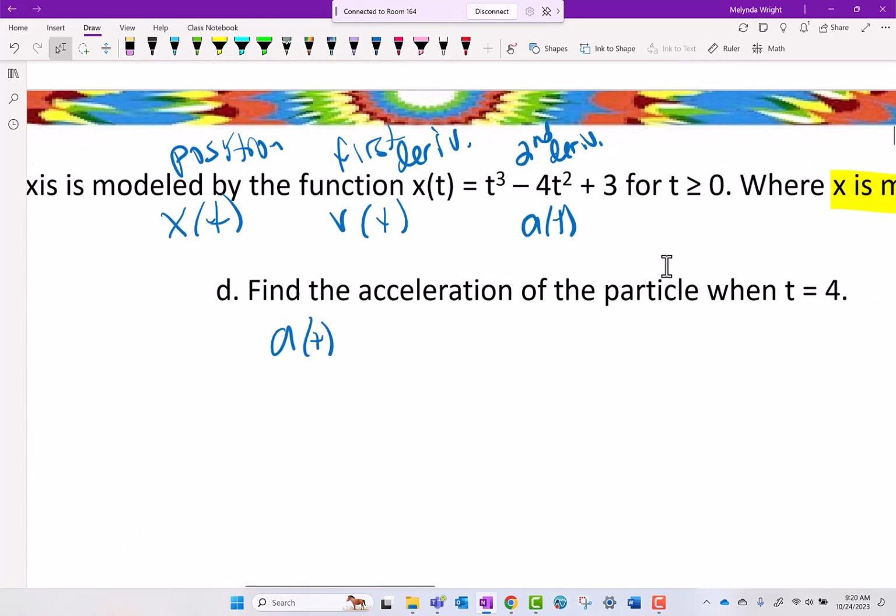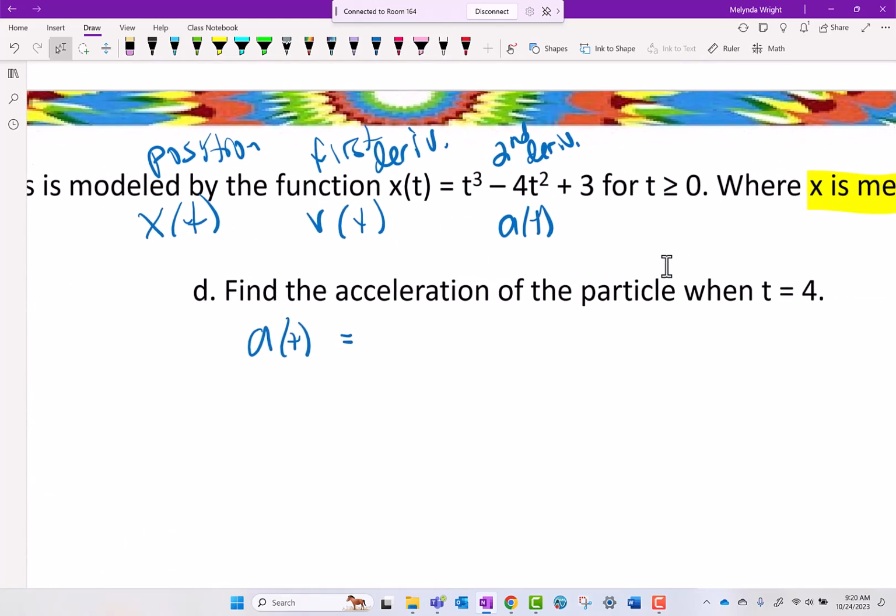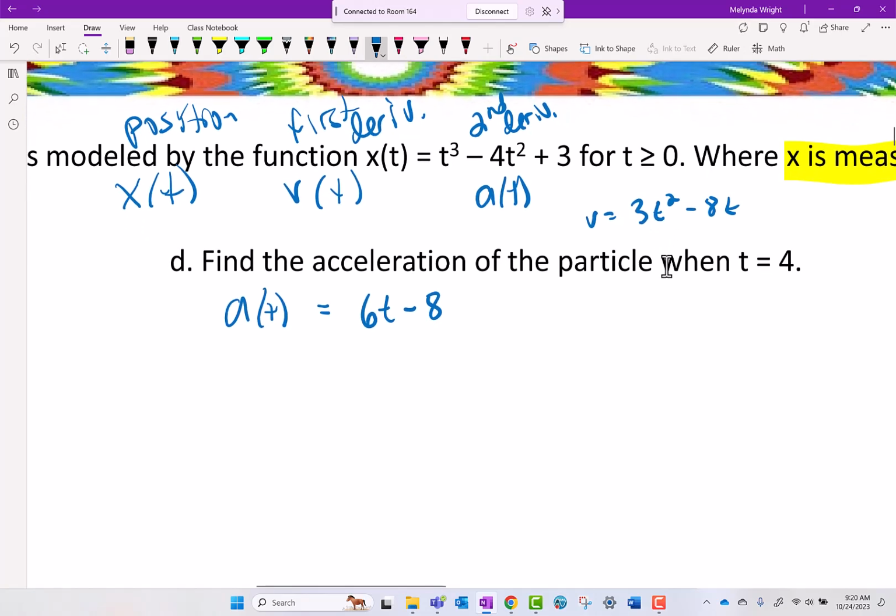I am very visual, so I'm going to have to write it down here, or I'm just going to forget. So velocity is 3t squared minus 8t. So acceleration would be 6t minus 8. And we want acceleration at 4.